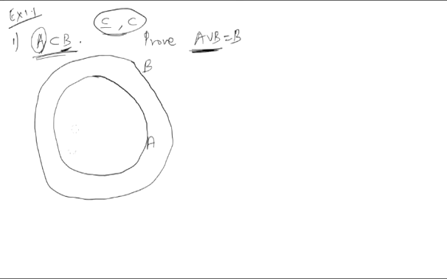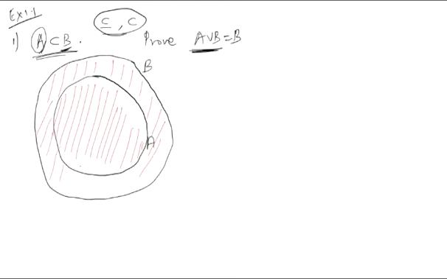So take all the elements in A, and take all the elements in B. Okay, so how would you use that? All the elements in A, and all the elements in B. So now the entire red shaded region is another circle B, right? That is what it means. So A union B will give you set B itself when A is a subset of B. So you've proved this.